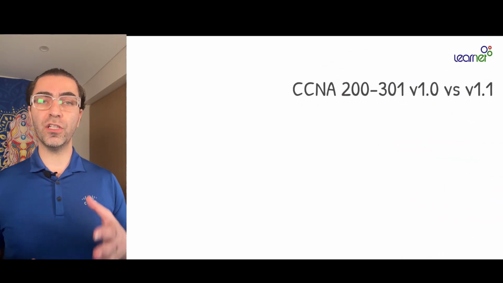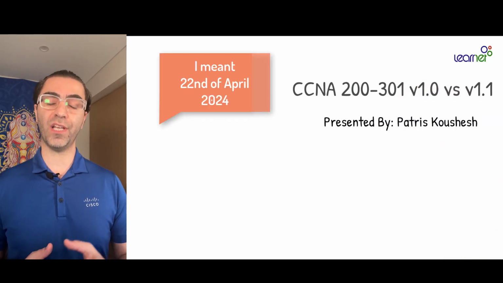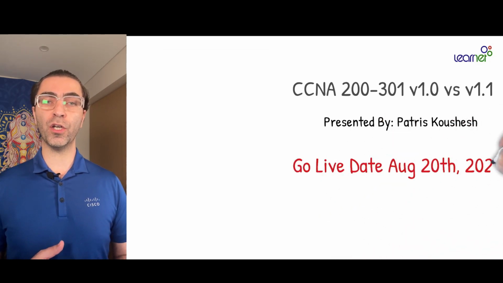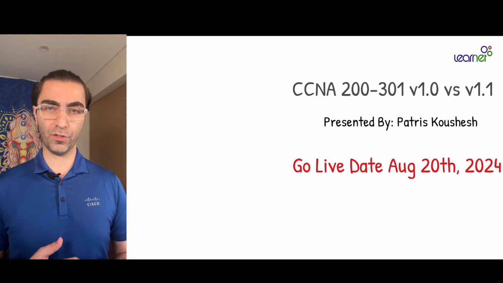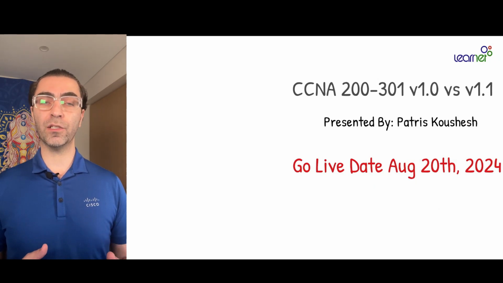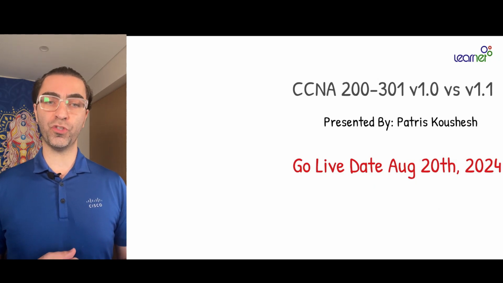If you're following along my YouTube channel, you know that I'm in the middle of creating videos for the CCNA 200-301 course. Meanwhile, Cisco introduced a new blueprint for this exam last week, on 22nd of May 2024. These new topics will be effective by August 20th, 2024. So if you have already booked your exam prior to this date, you don't have to worry about it. But if you're planning to take this exam after this date, you need to know what the new changes are.